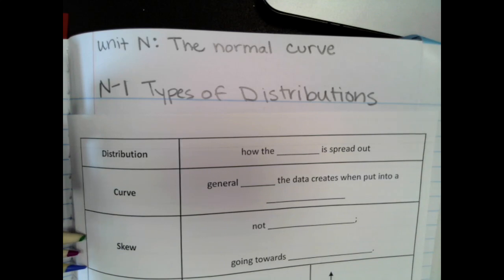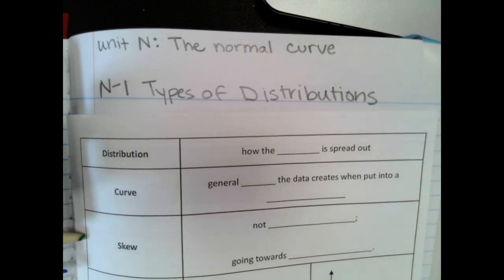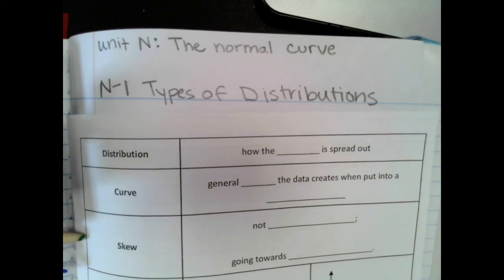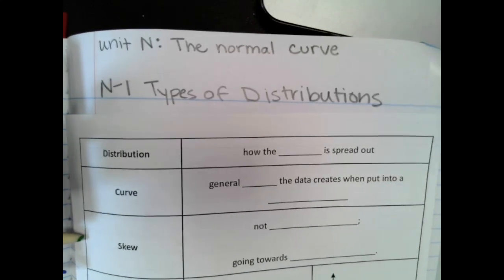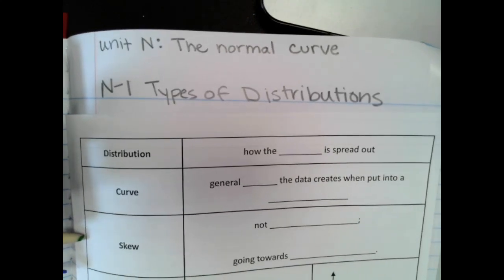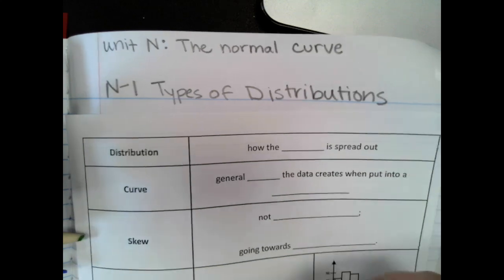So today we're going to talk about distribution and types of distributions and how they look on graphs. And really when we talk about this whole chapter, we're going to be talking about histograms. Okay, so it's how the data is spread out.